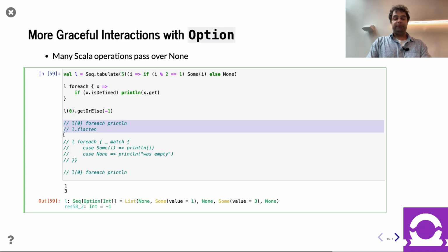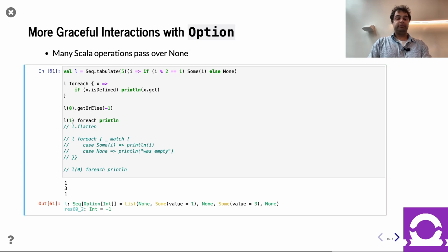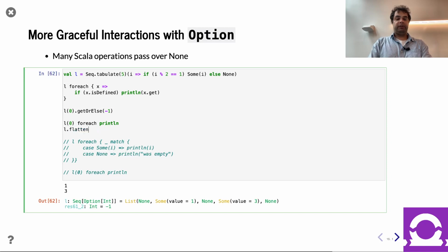Now, what's more fun, for example, is something like this one, where you can say foreach on a single element, right? What's interesting about foreach on a single element is it's only going to do it if there's something there. If it's None, it's going to skip over it. So there is something there, it is going to print it out. We can, of course, flatten the collection. So basically, it's going to drop all the Nones.